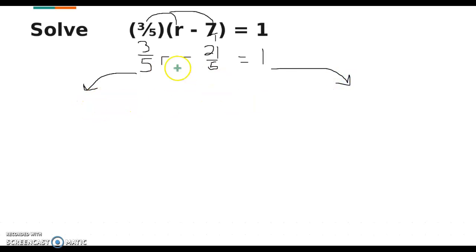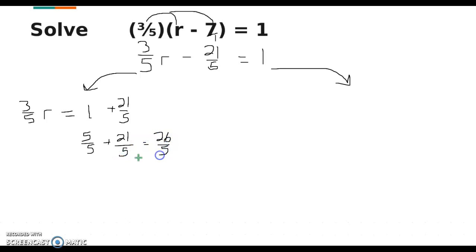The first way is we'll keep the fractions intact, and in order to get r by itself, we first need to add 21/5 to both sides. So I'll show that over here. 3/5 r, add the 21/5 to both sides. So then we have 1 plus 21 over 5. To add the fractions on the right, I should probably write 1 as 5 over 5. Then I can safely add it to 21 over 5. That gives me 26 over 5. Alright, and then I have not done anything with 3/5 r yet. I will here in a minute. This is equal to 26 over 5.